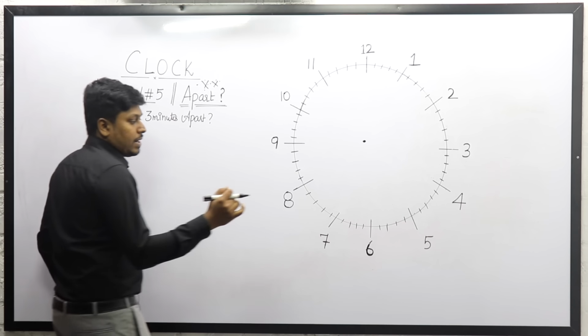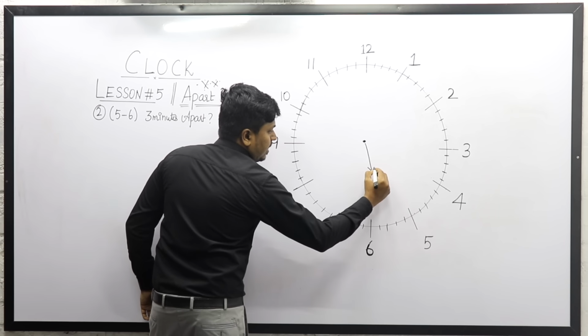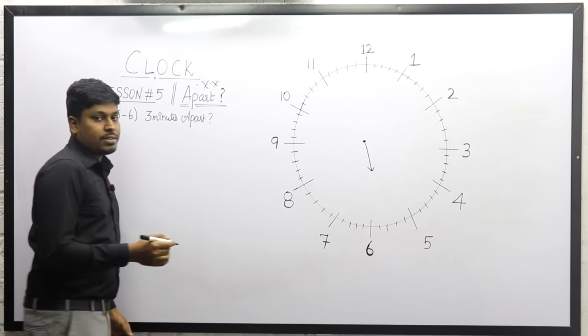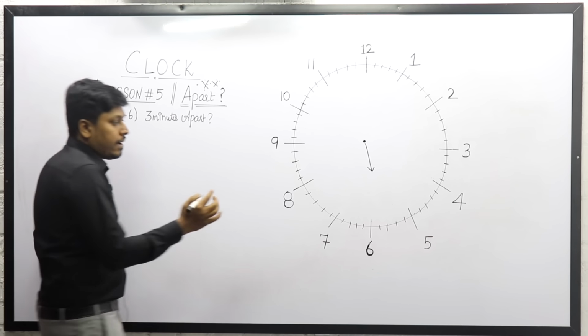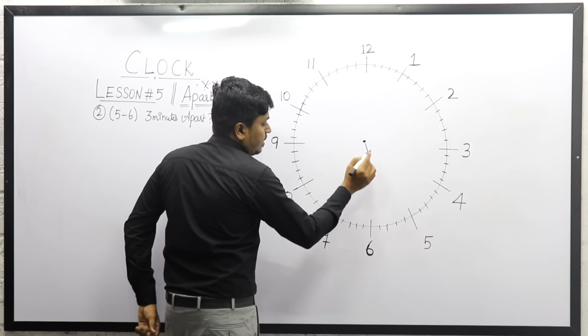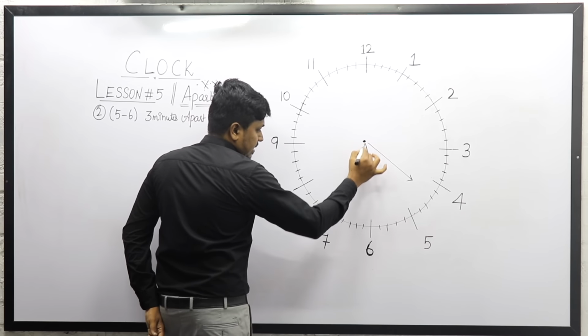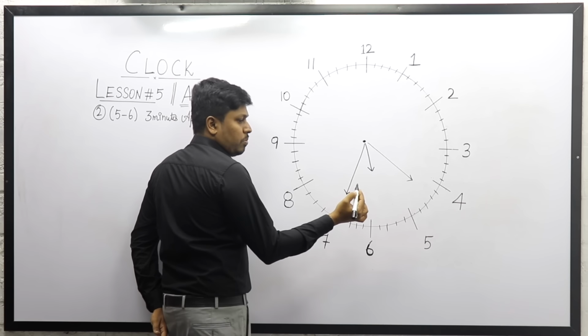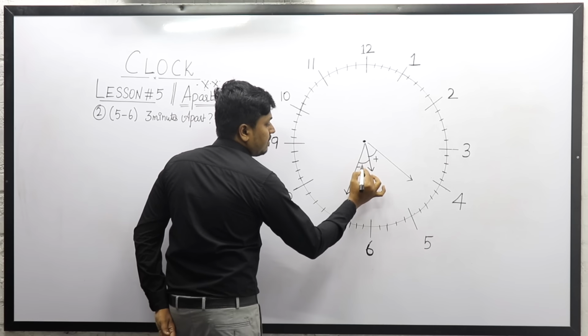First let me draw a diagram. Between 5 and 6, we can surely say that the hour hand will point somewhere between 5 and 6. But for the minute hand, there are two possibilities. Either the minute hand can be ahead or the minute hand can be behind. So this can be possible 1 and similarly this can be possible 2. Take this as a positive angle and take this as a negative angle.